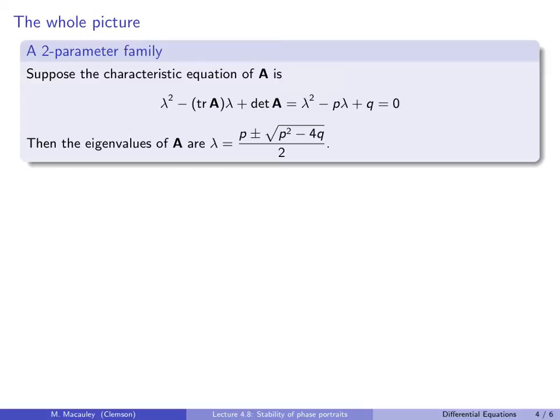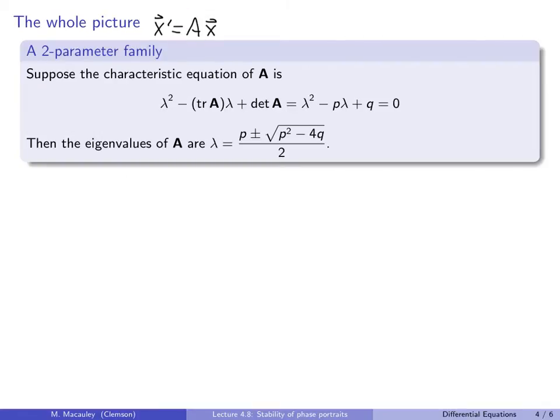The example on the previous slide is actually a special case of a more general setting. The phase portrait of a system x' = Ax, remember, just depends on the eigenvectors and eigenvalues of A. And the qualitative nature, whether it's a node or a saddle or a spiral or an ellipse, etc., just depends on the eigenvalues of A.